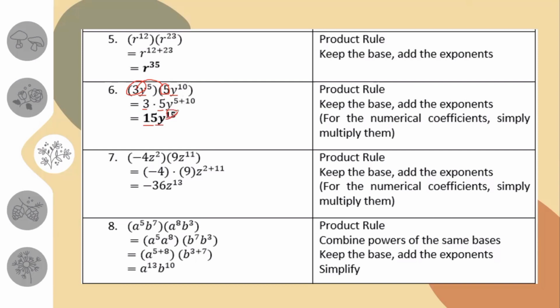So dito class, nadagdagan lang tayo ng numerical coefficient. Huwag kayong malilito na naman. Ang gagawin lang is to simply multiply the numerical coefficients kasi magkaiba sila. So 3 times 5, 15. Pero ikakopy pa rin natin yung y kasi pareho namang y yan.